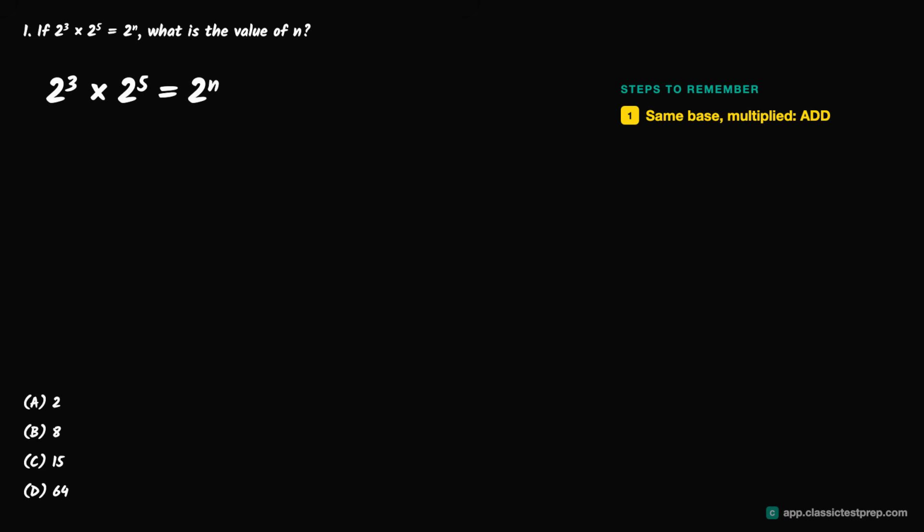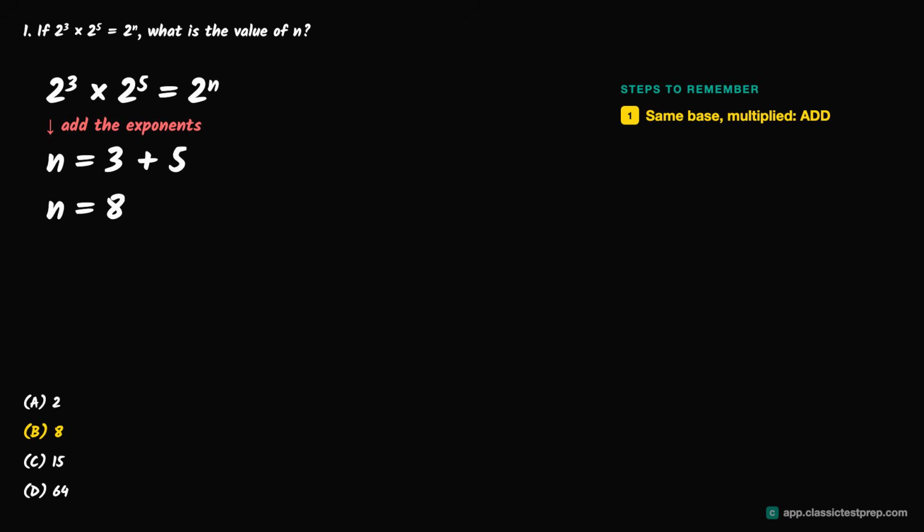And here's rule number 1 that you need to know. When you have the same base that is multiplied, and by base this would be the number 2 in this situation, when the same base is multiplied, you actually add the exponents. Let me say that one more time. When the same base is multiplied, you add the exponents together. So in this case, we're going to add 3 to 5, and it's going to give us 8. So n is 8. Okay, that's answer B.